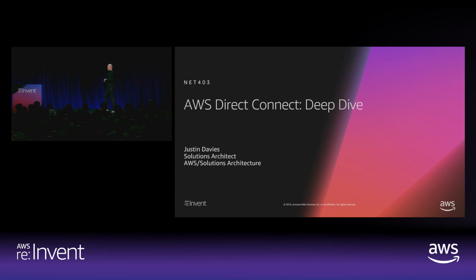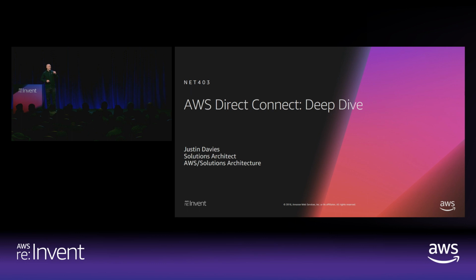Hey, everybody. Welcome to NET403, the AWS Direct Connect deep dive session. This is a 400-level talk, so we're going to go pretty deep into networking, and specifically AWS Direct Connect. I'm Justin Davies, and I'm a solutions architect based out of San Diego, California. I know a few of you in the room, so it's nice to see that you came to hang out.